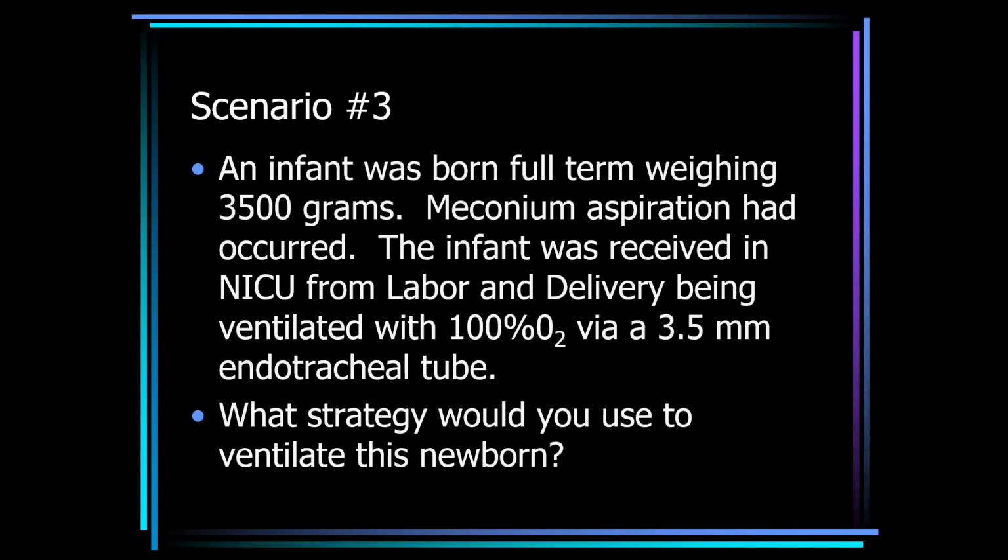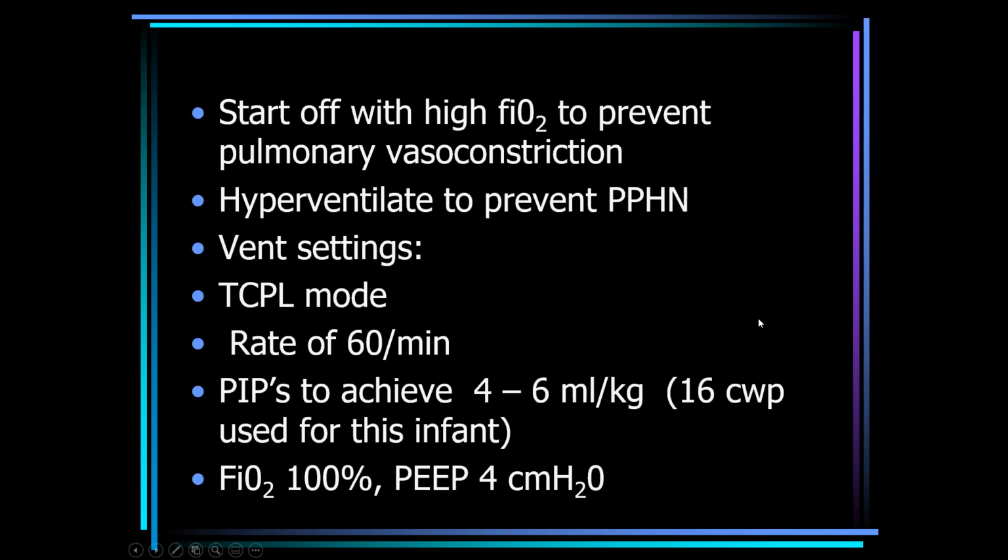And what was your other? High respiratory rate. Okay, good. All right, and then this says start off with high FiO2 to prevent pulmonary vasoconstriction. So you can be a little more aggressive with your oxygenation, because you want good O2 sats to keep those pulmonary vessels dilated as much as possible.